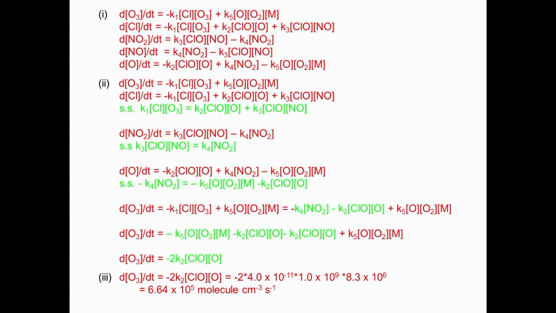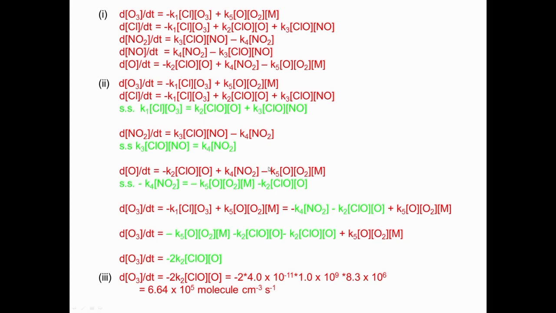So K3 A B M equals K1 AB C. So AB is K3 A B M divided by K1 C. Does everyone follow that? It's exactly the same as we've done for the steady state expressions there.